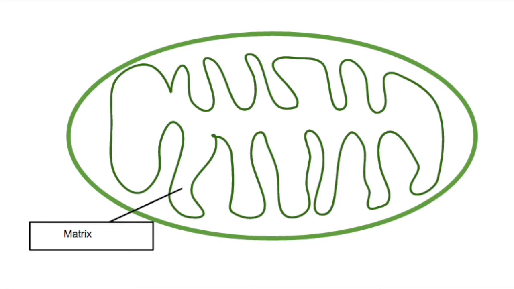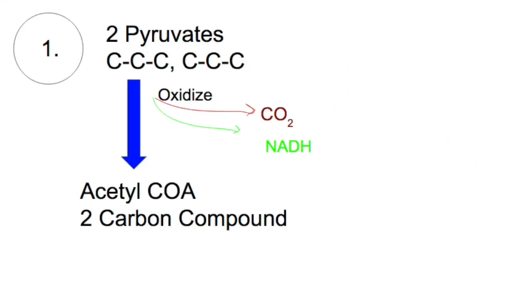The Krebs cycle begins in the matrix of the mitochondria and only occurs with aerobic respiration. In order to start the Krebs cycle, we need to synthesize Acetyl-CoA. In order to synthesize Acetyl-CoA, the 2 pyruvate, which contains 3 carbons, are oxidized so that 1 carbon and 2 NADH are made. This creates Acetyl-CoA, which is a 2-carbon compound.